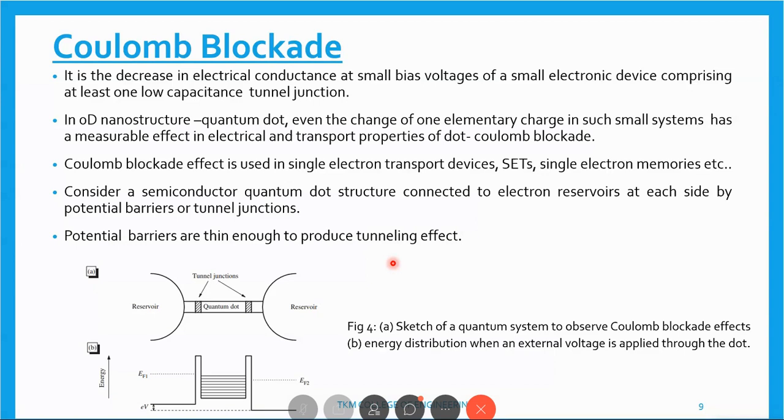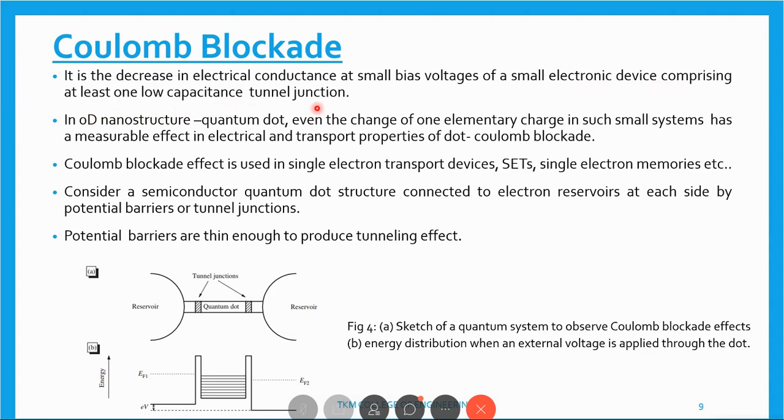Is it possible to fabricate such a device? Yes. Such devices are now being invented, and such devices are called single electron transistors or SETs. So the basic working concept of SET is Coulomb blockade. So that is what we are going to discuss now, Coulomb blockade. Now, by definition, Coulomb blockade is the decrease in electrical conductance at small bias voltages of a small electronic device comprising at least one low capacitance tunnel junction.